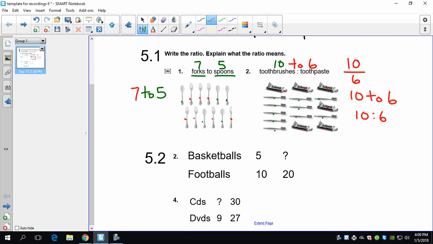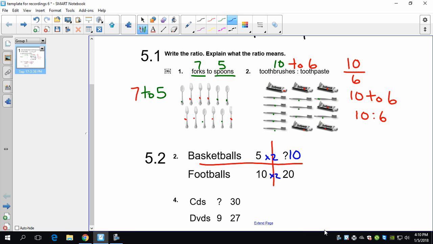For 5.2 in your Record and Practice Journal, you're basically trying to find the missing piece. If we have basketballs to footballs, if we have 5 basketballs and 10 footballs, if we have 20 footballs, how many basketballs are we going to have? Well, 10 times 2 would be 20, so we want to make sure we do 5 times 2 and get 10. So 5 over 10 is your ratio, and then 10 over 20 would be your other ratio.